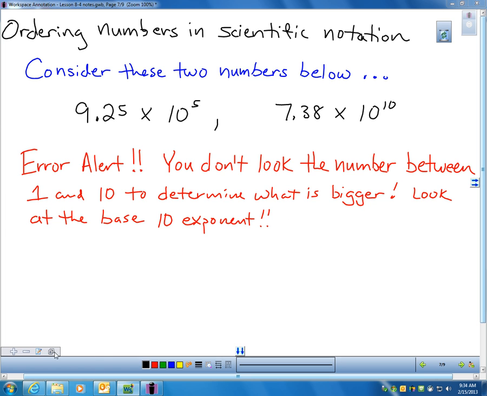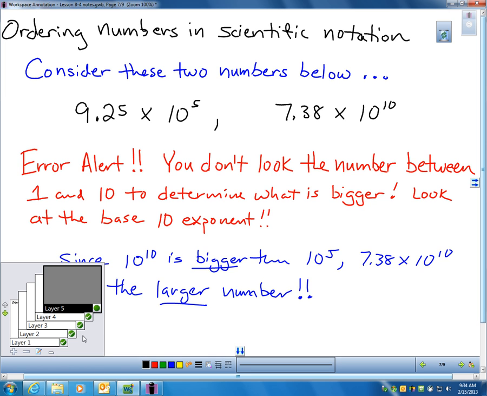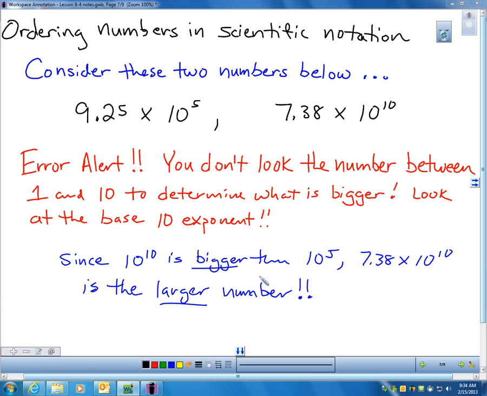Okay, so I wanted to make that clear when we order numbers in scientific notation. 10 to the 10th is way bigger than 10 to the 5th, so 7.38 times 10 to the 10th is the way larger number in this case.